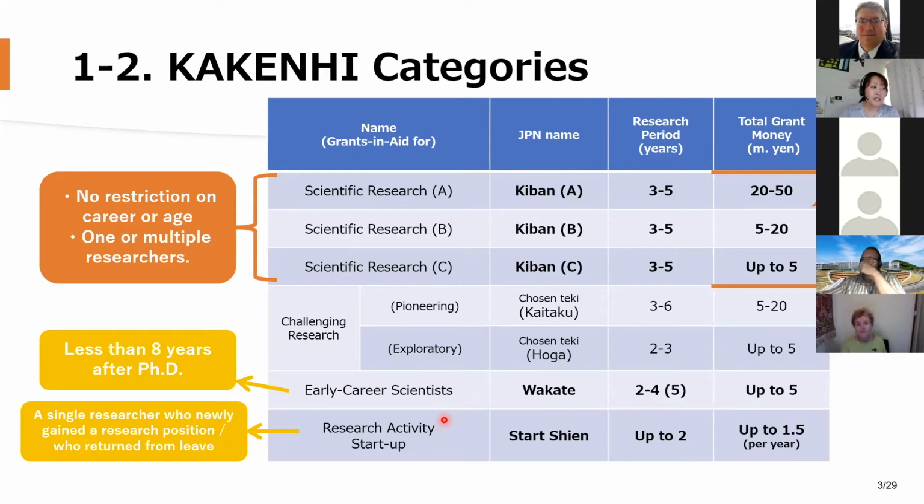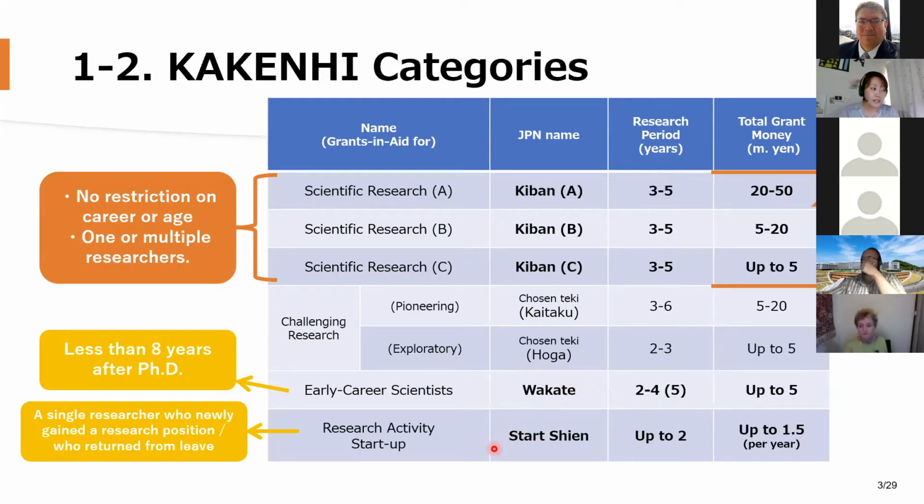Also, there will be a change in the research period. It will be extended from 2 to 4 years to 2 to 5 years. The total grant money is the same as Kiban C. And if you are interested in this wakate category, please check this year's application pamphlet, which will be posted on the 1st of September, though the English version might be posted a little later than that.